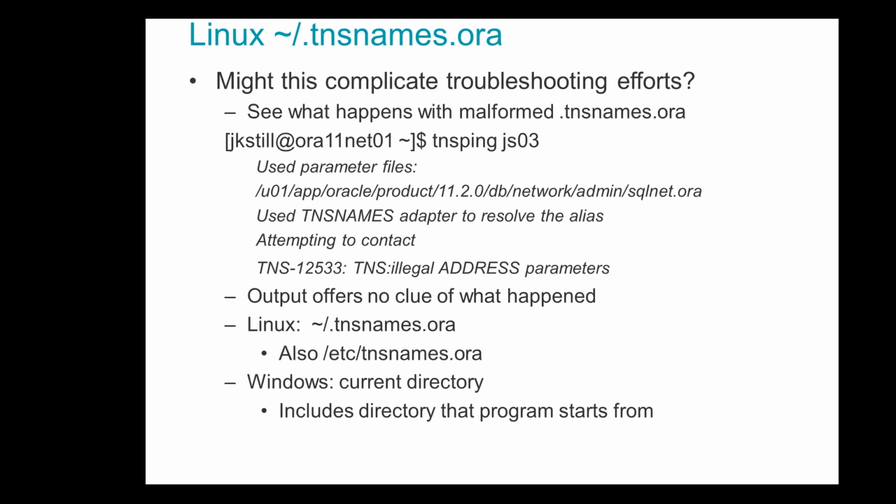Perhaps you're familiar with the .tnsnames.ora file. Now, this is a file that any user can create on a Linux server to override or to create additional TNSNAME entries to databases. What happens if a user has been experimenting with this and has a malformed tnsnames.ora and suddenly has connectivity issues? We can see that that could be the case here. Here again, we're trying to tnsping JSO3, open sqlnet.ora, use tnsnames adapter to resolve the alias, but illegal address parameters. What's happening? You think somebody has broken your configuration. tnsping doesn't offer any clue as to what's really happened.